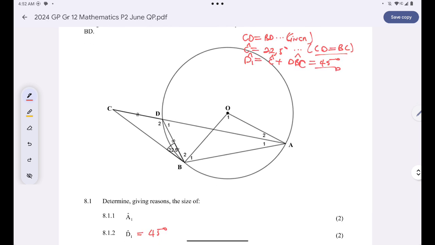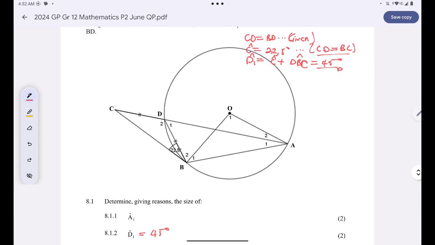So this is how we found the angle D1, right? Angle D1 is an exterior angle of triangle BCD. Whenever you write this statement, please don't forget to write the reason. Let me write it in blue. This is an exterior angle of a triangle. Alright, together. Okay, and now let's go back and find A1.